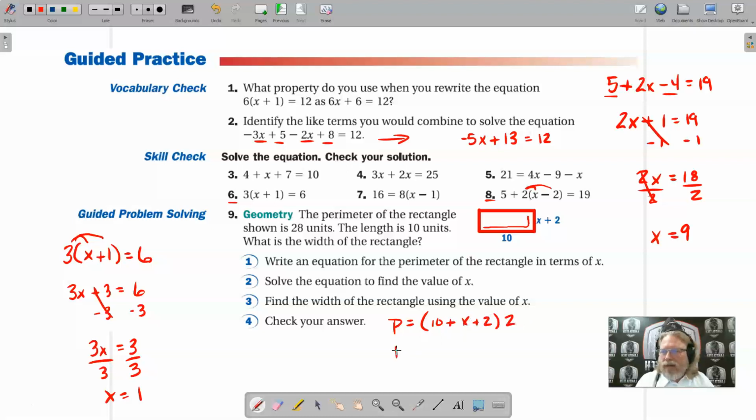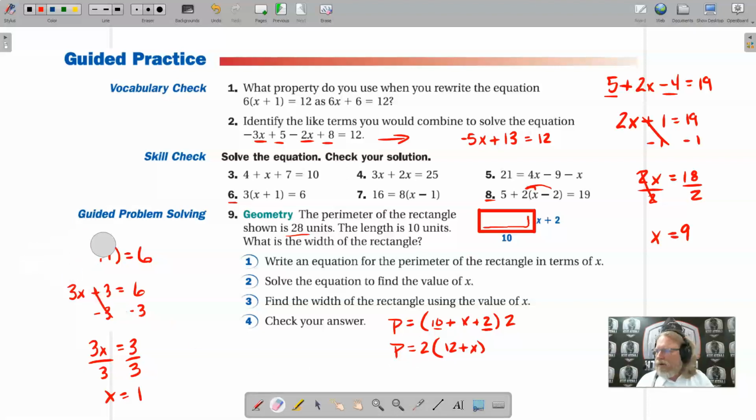So we could rewrite this as P equals 2. And then let's go ahead and combine the 10 and the 2 together to get 12. And plus x. So this would be the equation that would show us the perimeter in terms of x, because we have x as our variable. Now it says solve the equation to find the value of x. Well, we know that perimeter, they tell us that perimeter is 28. So we could plug in, for perimeter, we'll plug in 28.